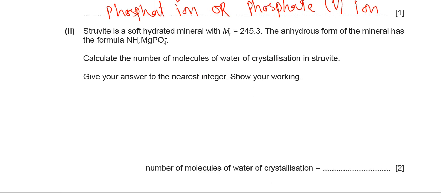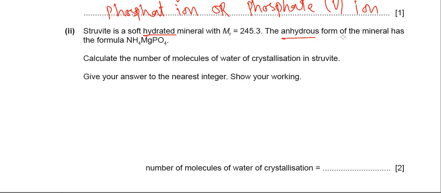Struvite is a soft hydrated mineral with the molecular mass of 245.3. The anhydrous, so remember, this is the mass of the hydrated one. Now we are talking about the anhydrous. Anhydrous means without water, whereas hydrated means with water. So keep this information in your mind.